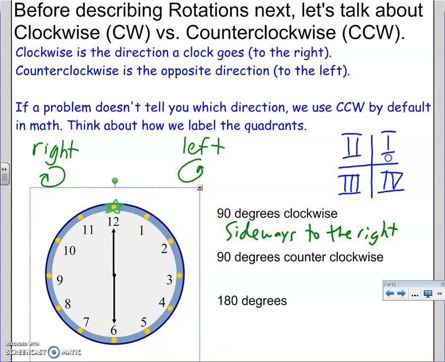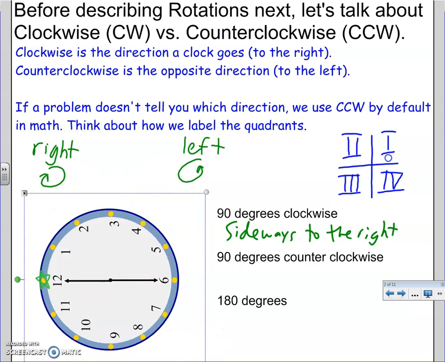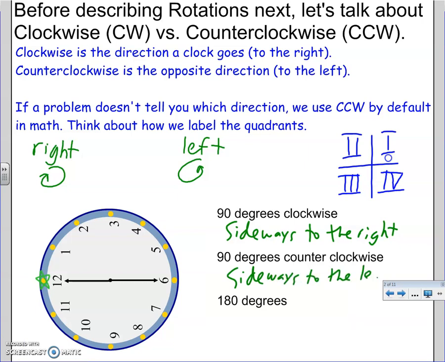Now next is 90 degrees counterclockwise, so we're going to go to the left 90 degrees. So now the 12 is to the left side, so this is sideways to the left. There's a difference. Some kids make the same thing twice and get it wrong. Clockwise and counterclockwise, different things.